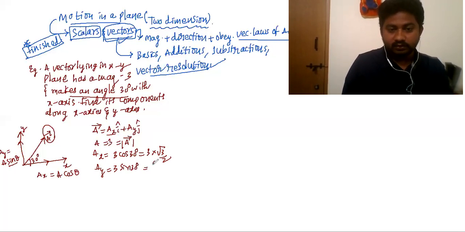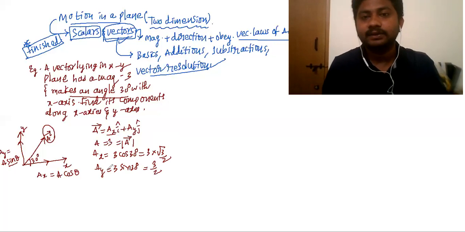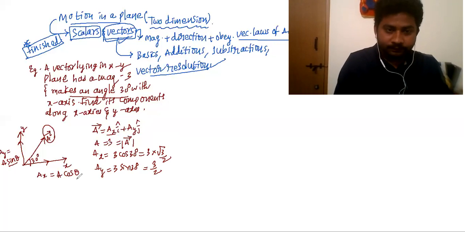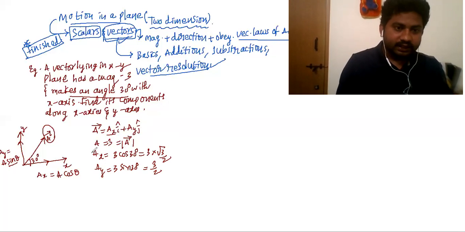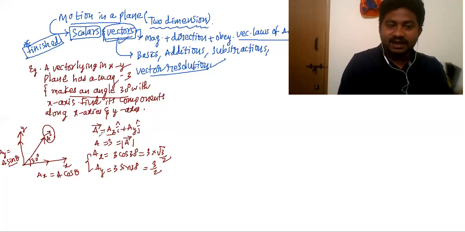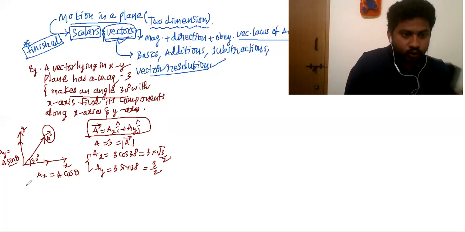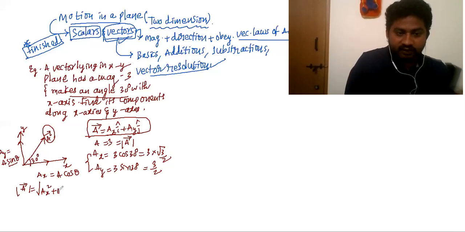Sin 30 is 1 by 2, right? I can write it is 3 by 2. All right? Clear? So for your better understanding, let us find the magnitude of this, because you have an ax value and an ay value. So the magnitude of this a bar vector is equal to square root of ax square plus ay square.